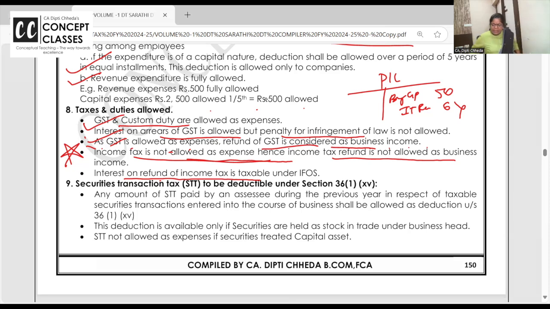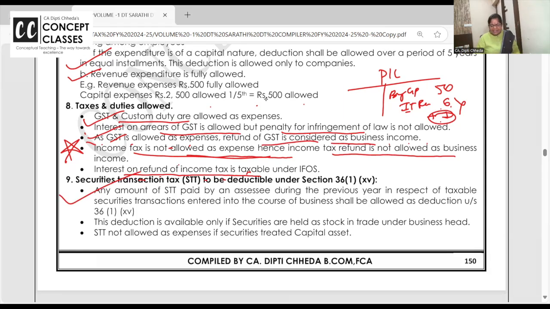But in income tax refund of 6 rupees, 1 rupee is interest. Interest on income tax refund is taxable under income from other sources, section 56. Other source. Income tax is not a business expenditure. Income tax refund is not a business income. Easy.